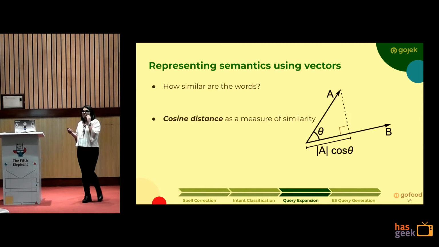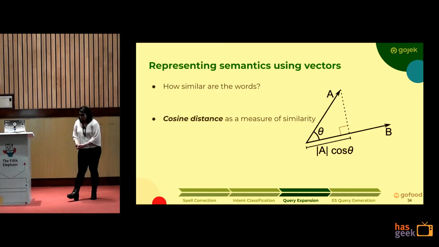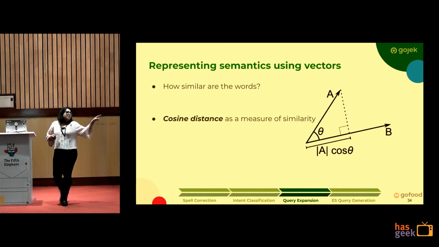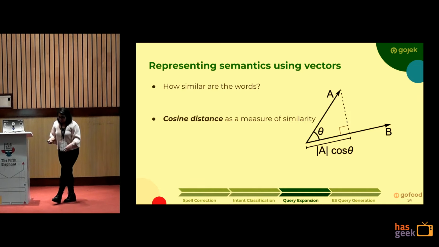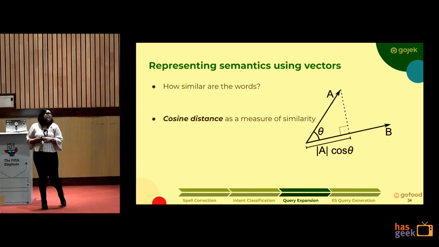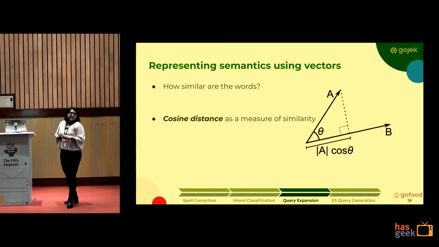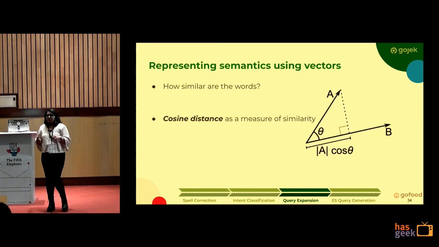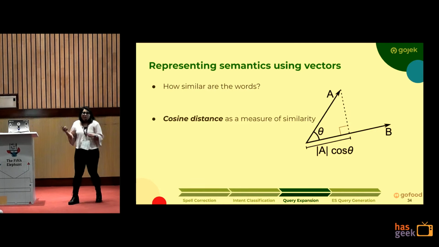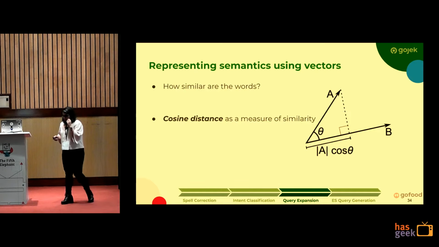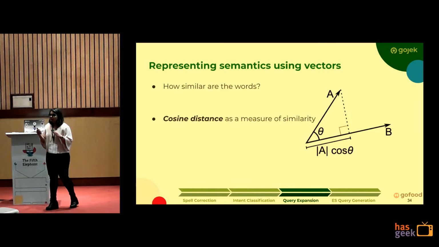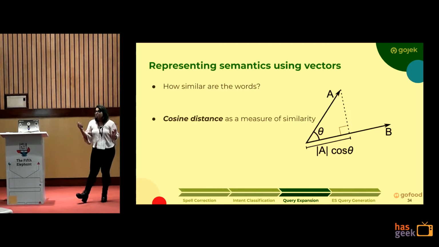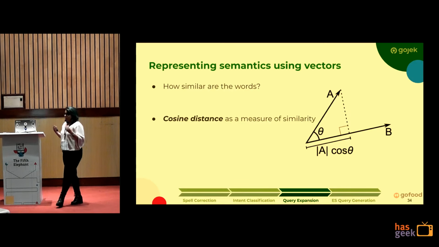So how do we measure how the vectors are actually related? We use this metric called cosine similarity, which essentially is a function of the angle between the two vectors. Say vector A is coffee and vector B is cappuccino. Then the angle between them, theta, would be very small because coffee and cappuccino are two very similar words. Cosine similarity takes values between 0 and 1, and the closer to 1 the value is, the more similar the two words are.